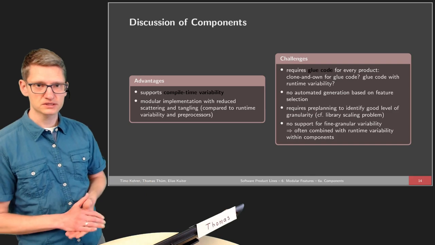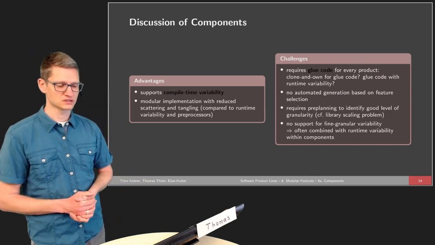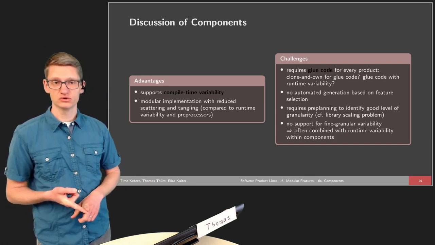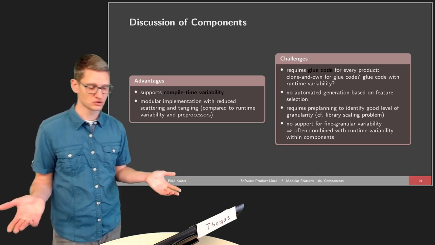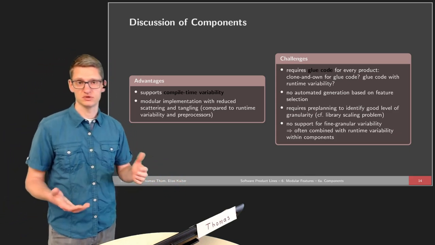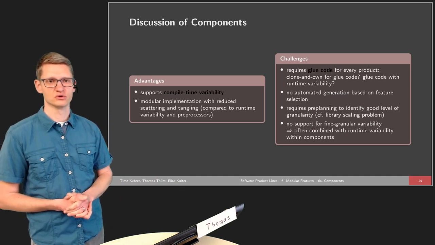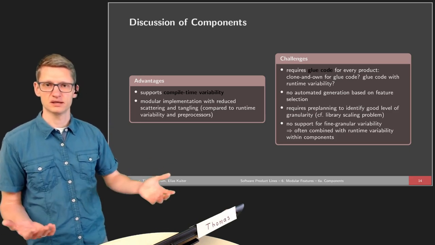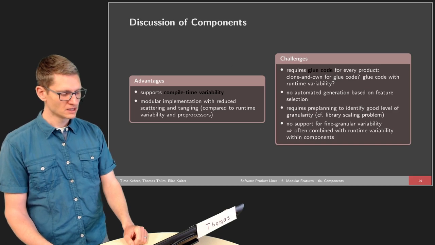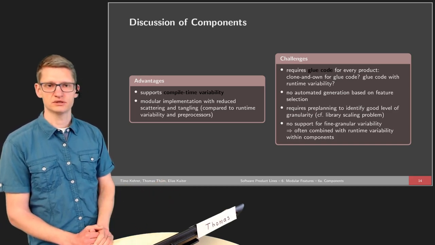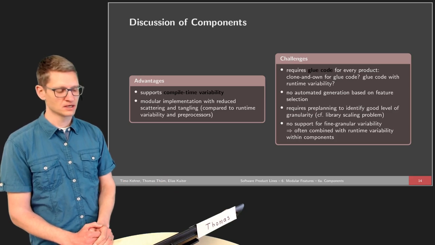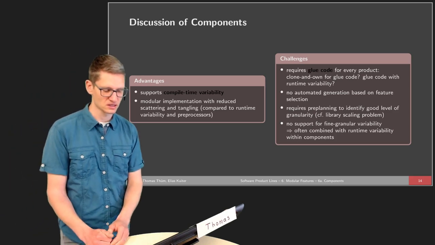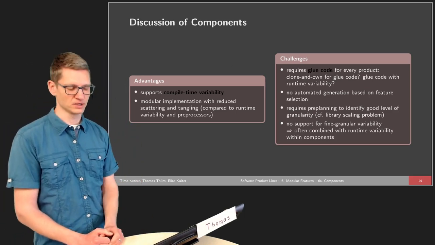There are a couple of challenges, and this list is actually longer. Components are probably not the end of the story for product lines. It requires glue code for every product, and the question is how to implement that glue code. We see in practice that often clone and own is used for the glue code, or we can implement the glue code with runtime variability. Then we will have a mixture of runtime and compile time variability. We don't have an automated generation based on feature selection. This depends a bit on how we implement the glue code, but the most general case is that we do some clone and own, and then it's not automated.